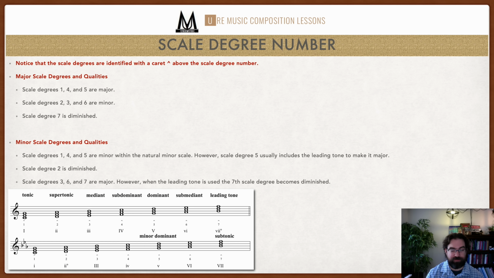And this is the same for any major key. So you should memorize the difference between your major scale degrees and your minor scale degrees. So your major scale degrees are going to be 1, 4, 5. Your minor are 2, 3, and 6. The diminished, there's only one scale degree that's diminished, and that's the 7th scale degree. And it has a strong need to want to resolve.